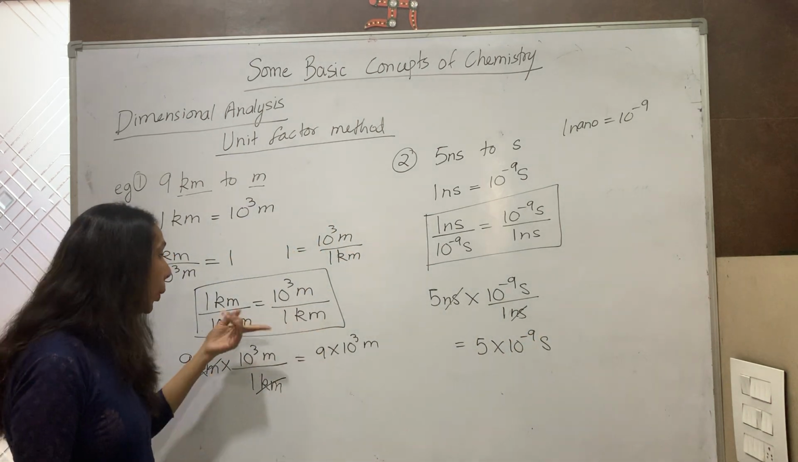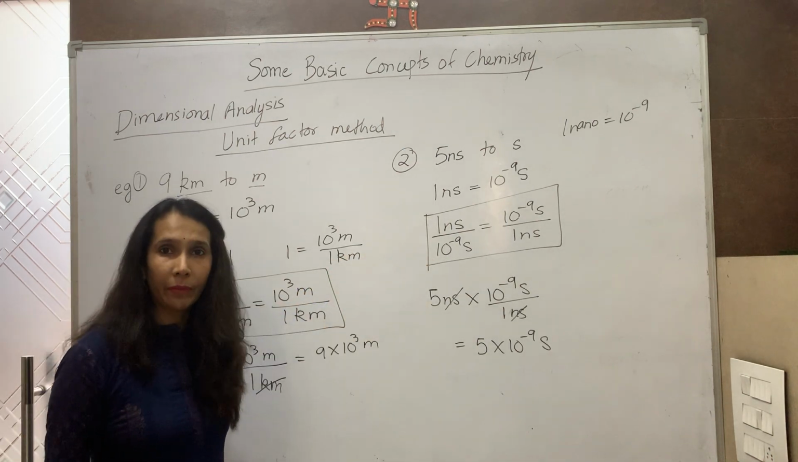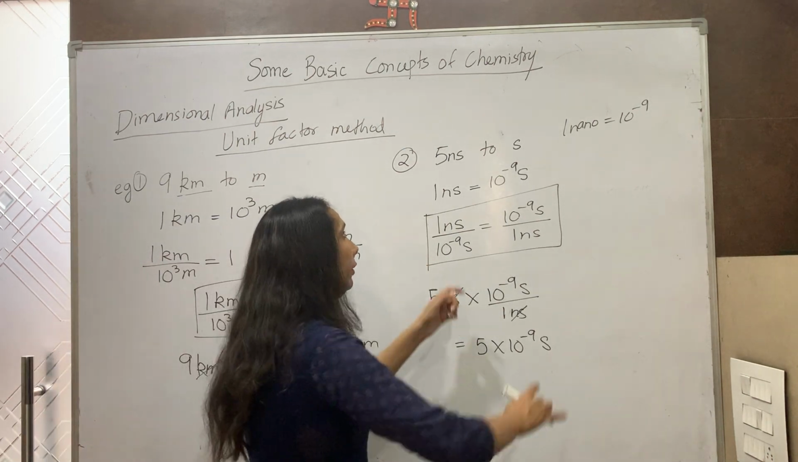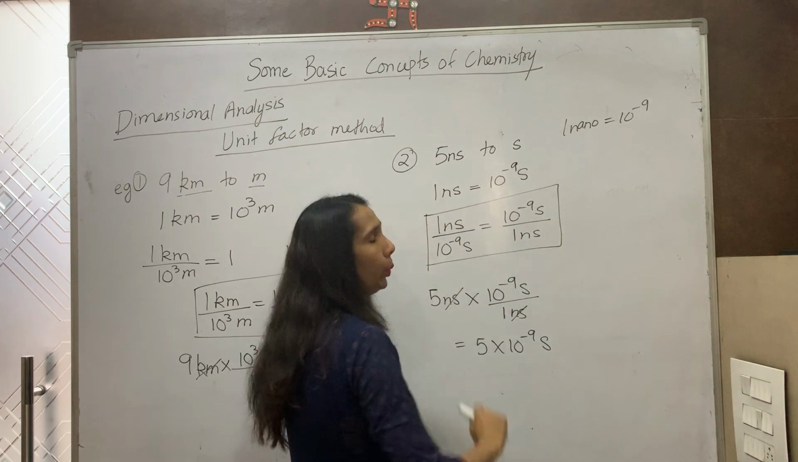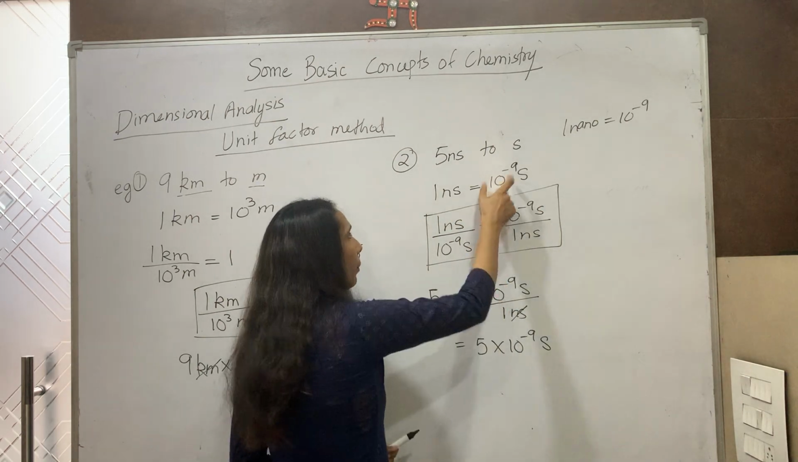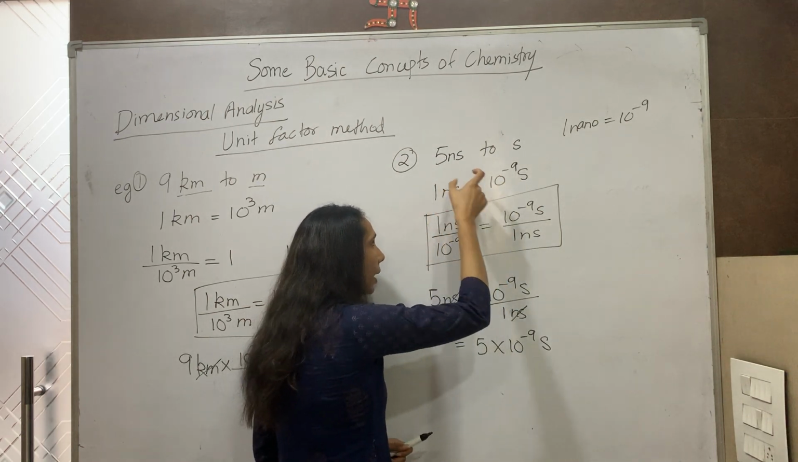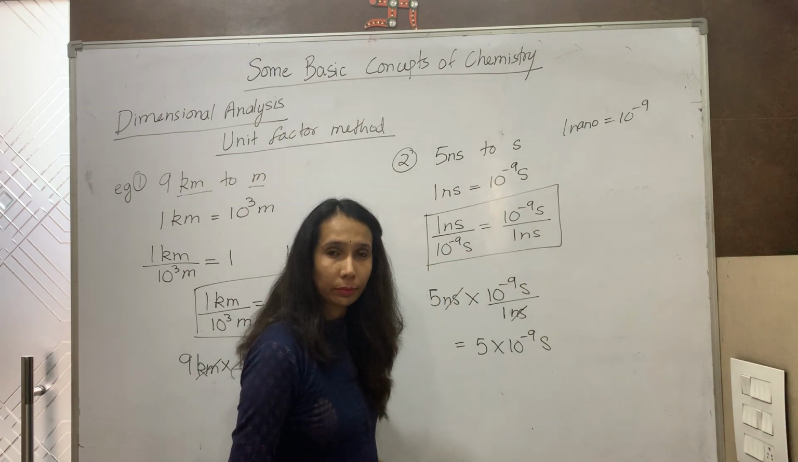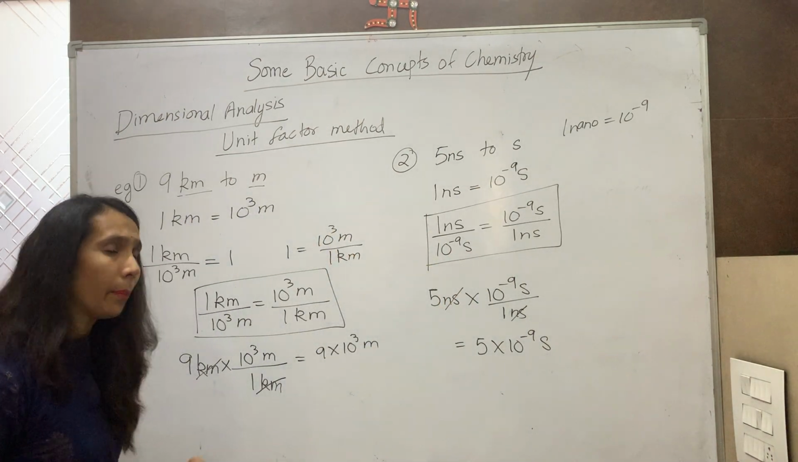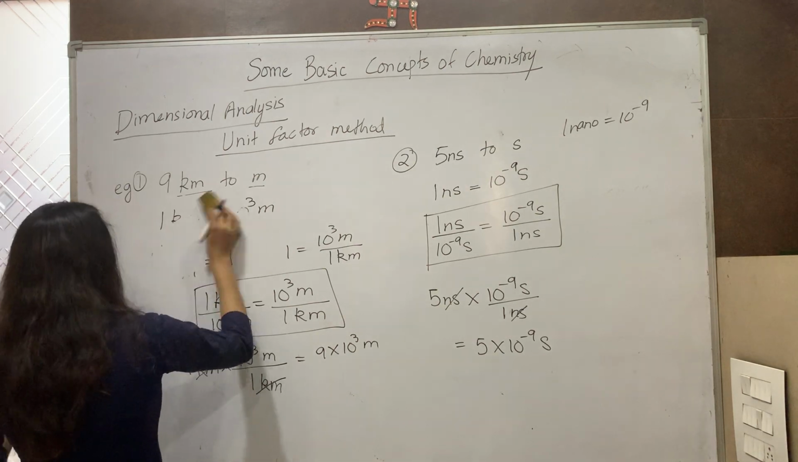So this is how we use these unit factors. And how do we make the unit factors? We must know the relationship between the two units. And once I put this in the denominator, next time I put that in the denominator. So these are the two examples. We proceed with the other examples.